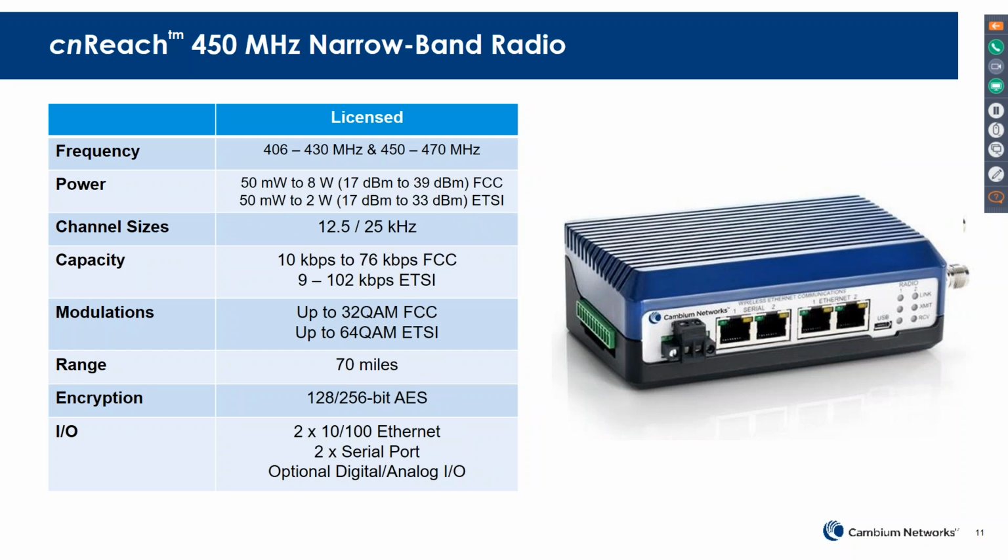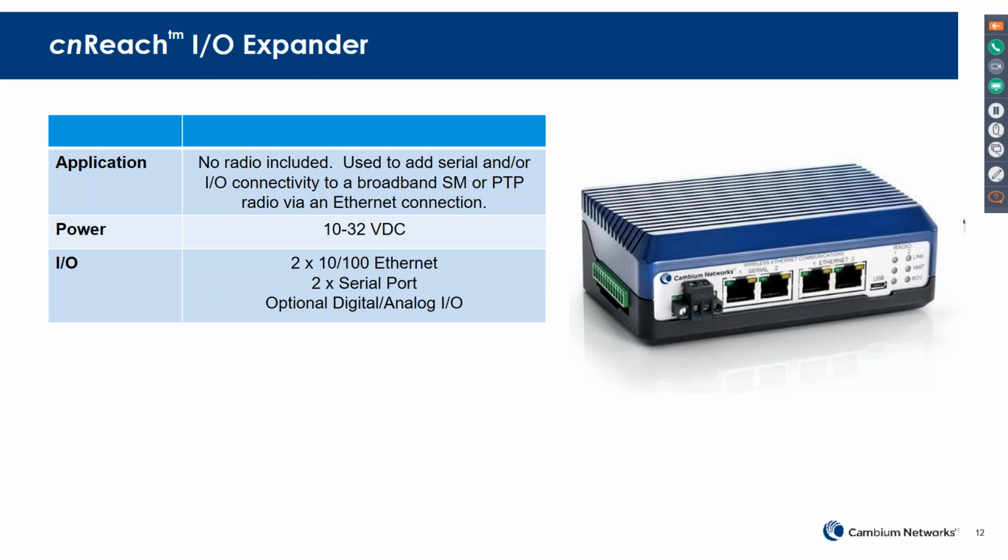We talked about cnReach 450 already. So in case you don't need narrowband but you still want Internet of Things, you still want to connect your things to the network, you actually have an option: to use our cnReach I/O expander. This device does not have a radio port. It's the same form factor, it just does not have the radio port, so it's much cheaper to purchase.